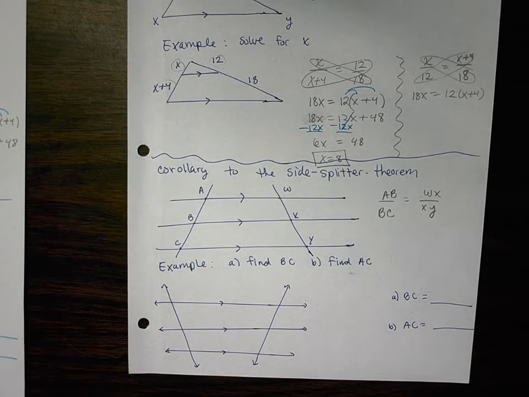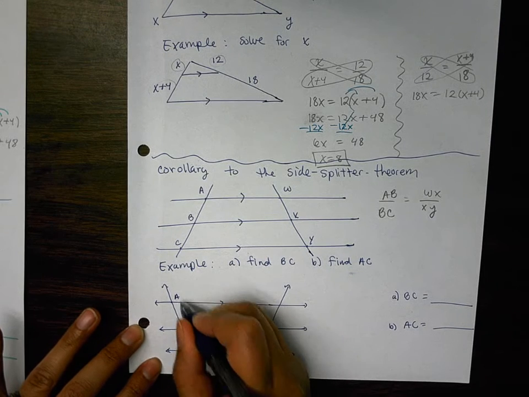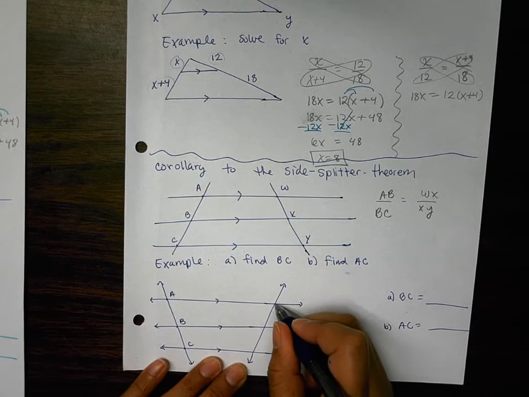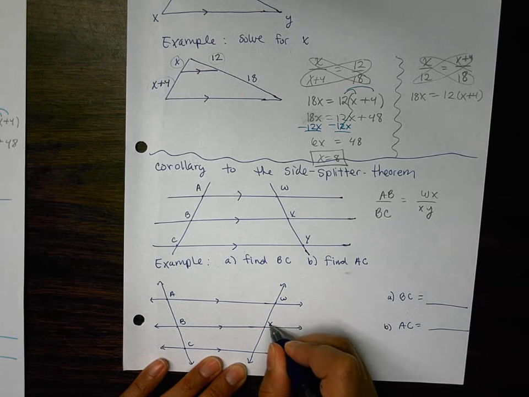Okay, there are my three parallel lines. And I'm going to use the same letters as earlier. A, B, C, W, X, Y. No Z.